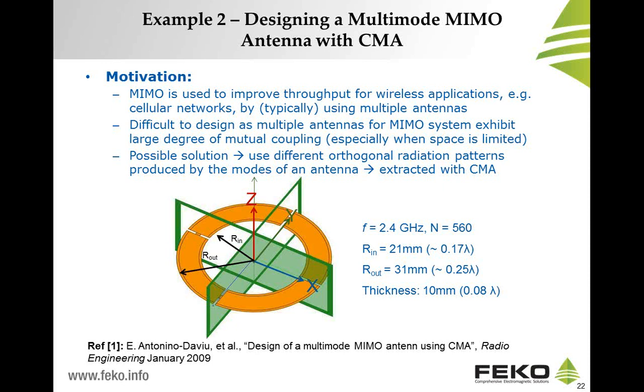Now, a possible solution that was applied in this work is that one can use different orthogonal radiation patterns that are produced by the modes, the characteristic modes of an antenna, that are calculated using CMA. And the structure that will be considered is this ring type of resonating structure here.